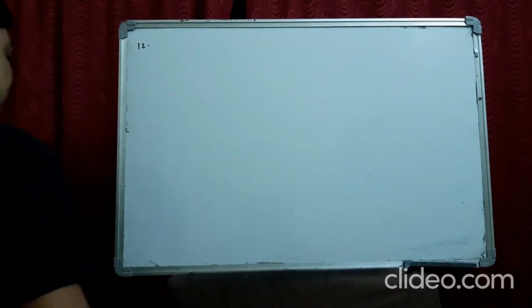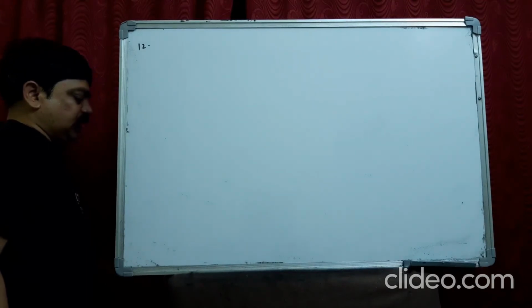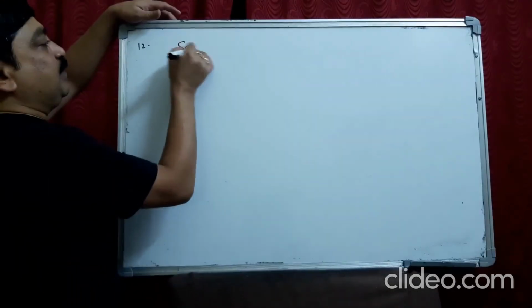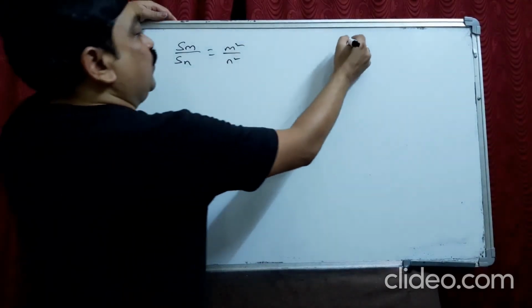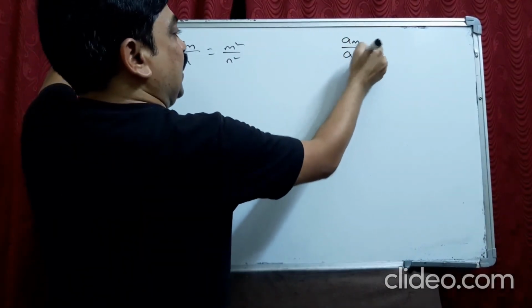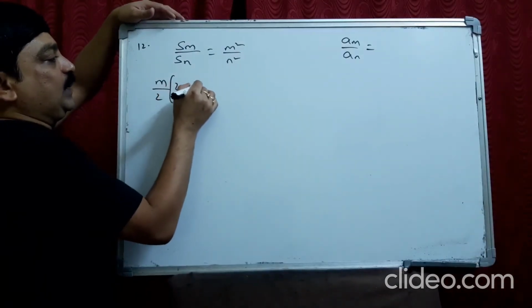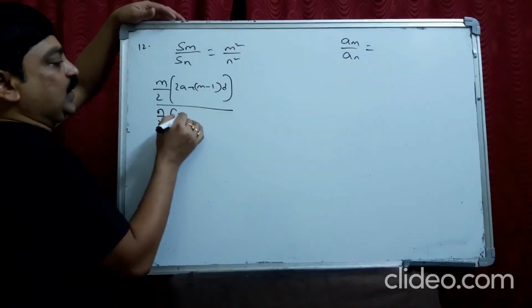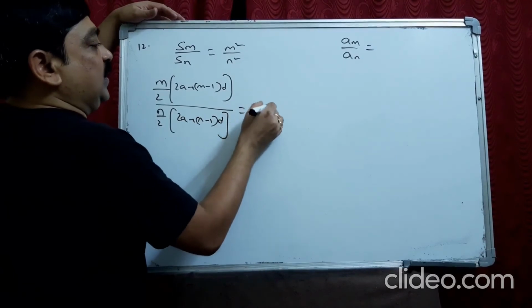See the 12th question. The ratio of sum of m terms and n terms is m square by n square. Ratio there are mth and nth terms. We have to prove it. So Sm by Sn is given as m square by n square. You have to find Am by An. Okay, let us see. Sm is m by 2 of 2a plus m minus 1 into d by n by 2 of 2a plus n minus 1 into d is m square by n square.